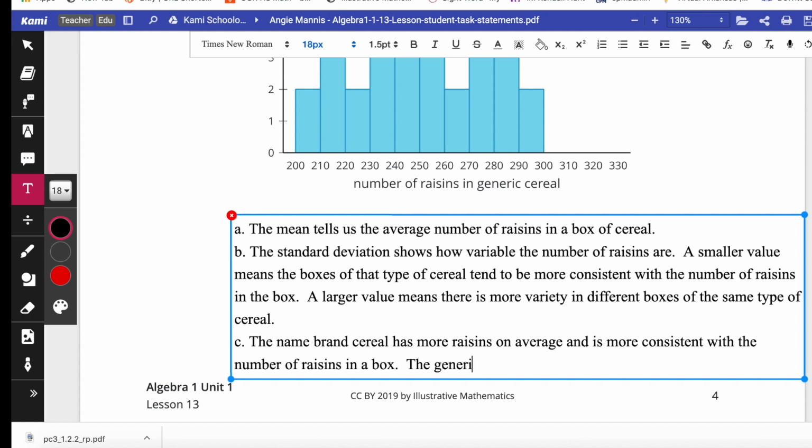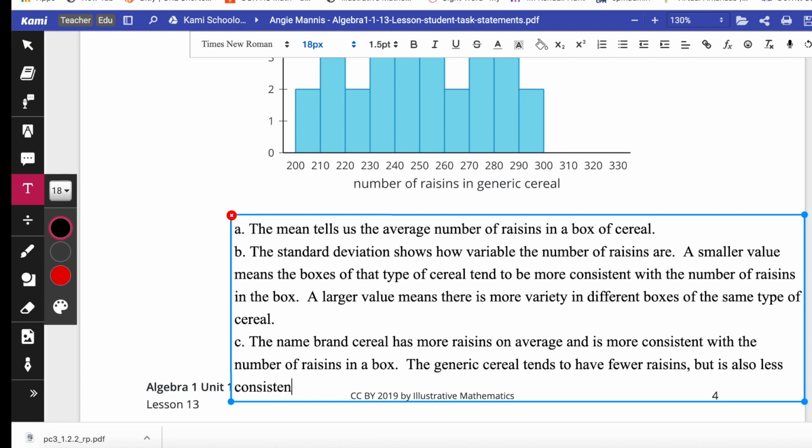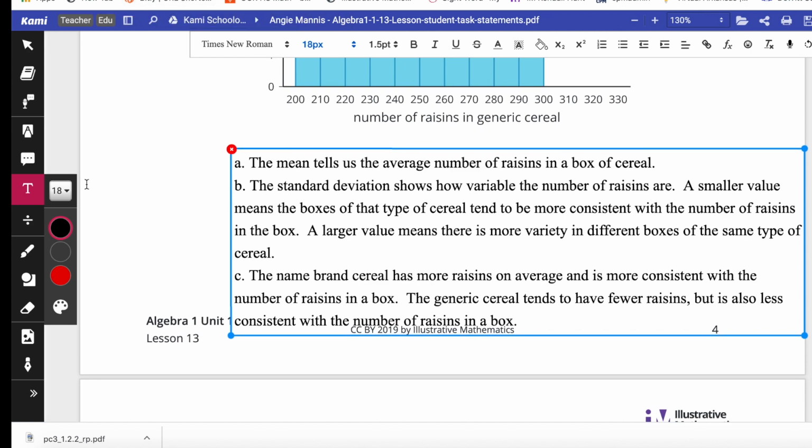The generic cereal tends to have fewer raisins, but is also less consistent with the number of raisins in a box. All right, again, pause if you need to on that.